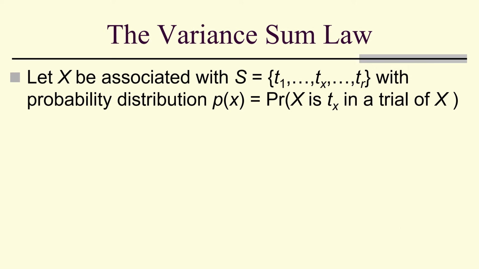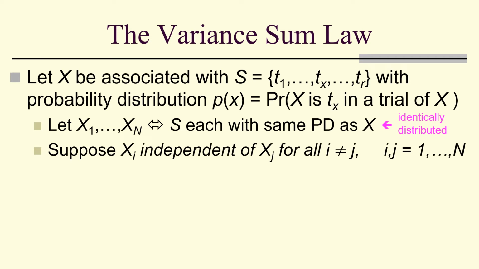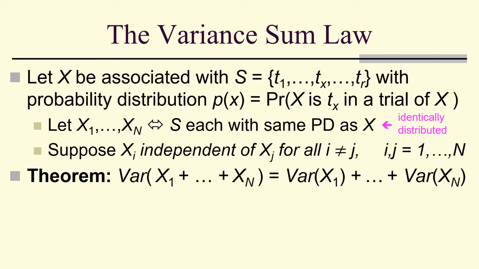So that leads to the variance sum law. If we have n variables with the same probability distribution as X, they're identically distributed. And suppose that each of these variables x sub i is independent of all the other variables x sub j, then the variance of the sum of the x's is the sum of the variances of the x's.